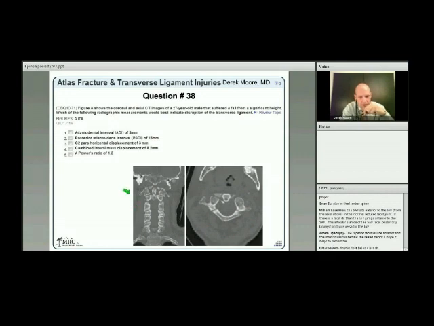So looking at your coronal CT scan, or actually let's look at the axial CT scan first. What we are looking at here is the posterior arch of C1, and you can see he has two fractures in the posterior arch, and then he also has a bilateral fracture in the anterior arch. So this is your classic Jefferson fracture. On your coronal CT, you want to look for displacement of the lateral mass coming over the C2 body here.